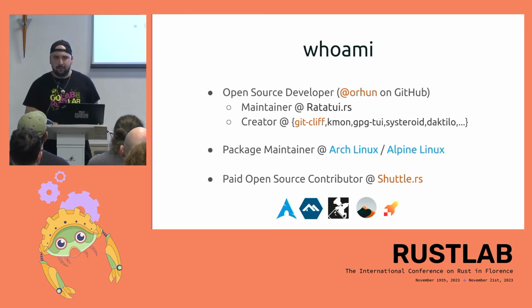I'm a creator of many other open source projects, including Git-Cliff, which I will be talking about today, Kmon, GPG2E, Systoroid, Dactylo, and many more. I'm also a package maintainer at Arch Linux and Alpine. I've been trying to improve the Rust ecosystem and Rust tooling for the users of these distributions for the past couple of years now. I'm also a paid open source contributor at Shuttle, which is an infrastructure company, and it's basically Vercel for Rust.